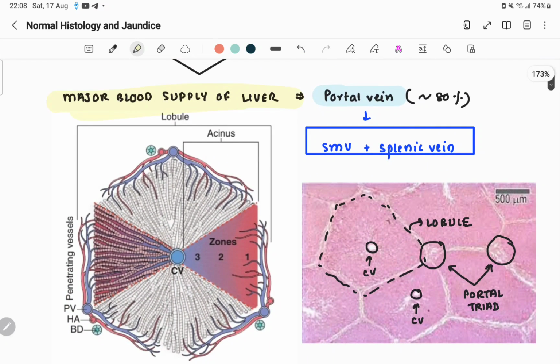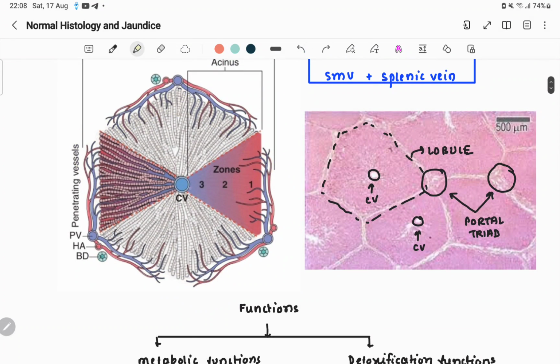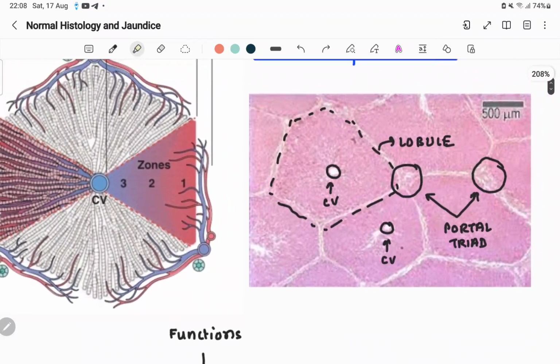What is the major blood supply of the liver? The portal vein, formed when the superior mesenteric vein and the splenic vein join together. You must have read this in anatomy. Look at this hexagonal lobule, and these are the zones. I will tell you later how the zones are categorized; just now don't focus on this. This is the central vein, and at the intersecting points of the hexagonal lobules we have the portal triad. Portal triad, remember.